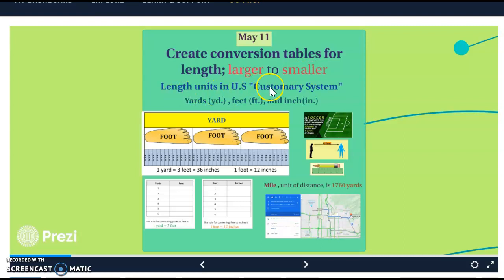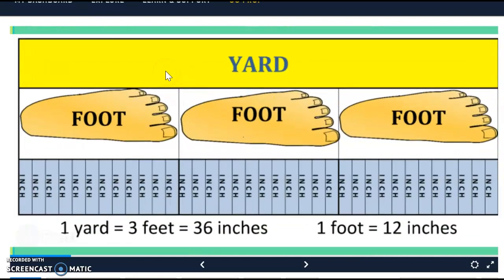Length units in the United States customary system are yards, feet, and inches, and these are the abbreviations for each one of them. Each yard equals 3 feet, and these are not just any feet, these are standard size feet, so your foot can be smaller or bigger than the standard foot. So each yard is 3 feet and each foot is 12 inches.